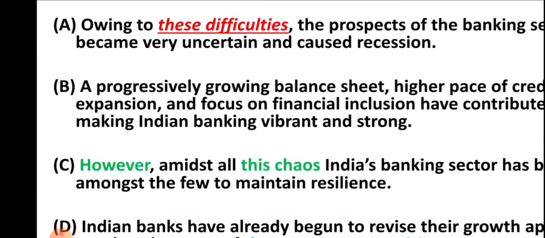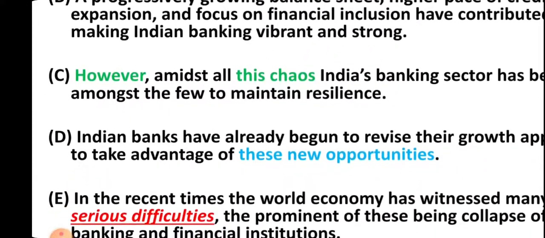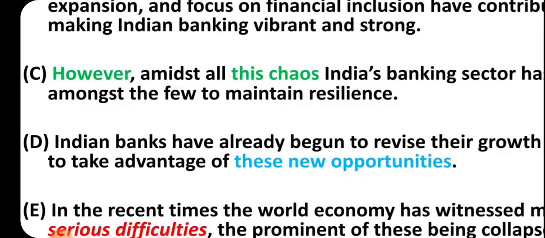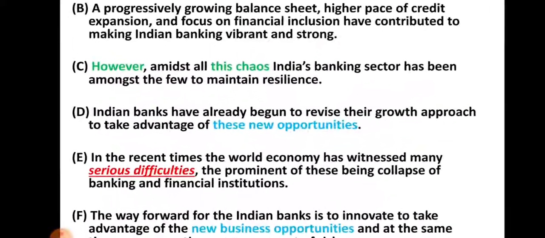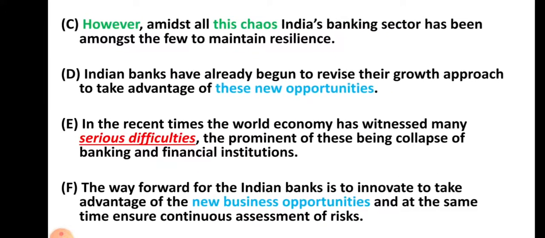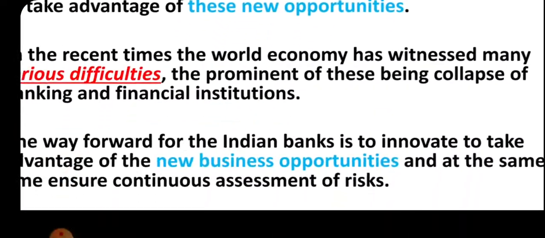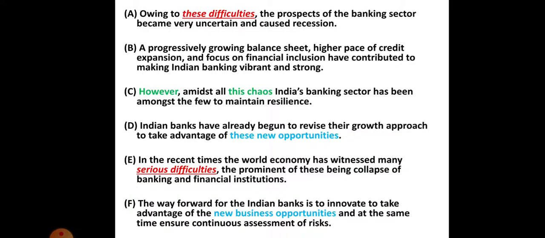so here, these difficulties, there is a pronoun, and in option C there is a transitory word, however, and of course there is a pronoun again, this chaos, and then you have these new opportunities, option D, and in option E, serious difficulties, okay, and in option F, new business opportunities. Okay, now I'll tell you what I've done here is, see, my focus is initially on these difficulties.